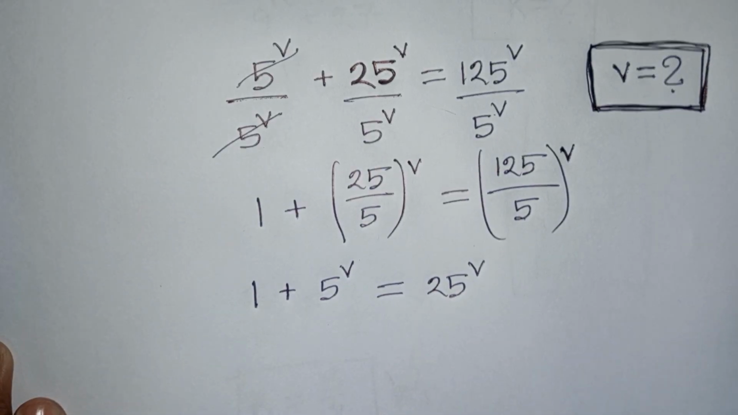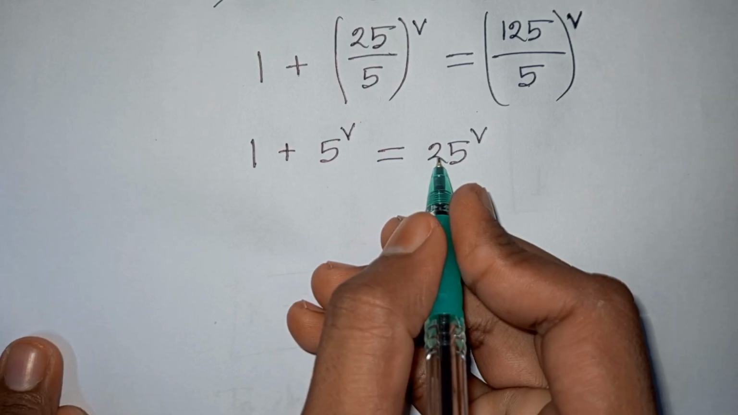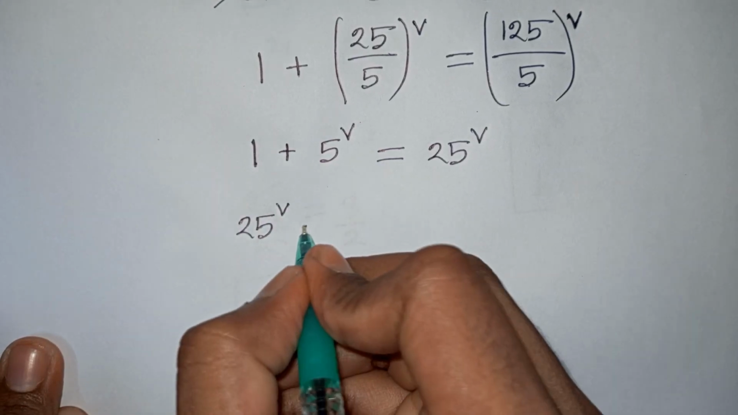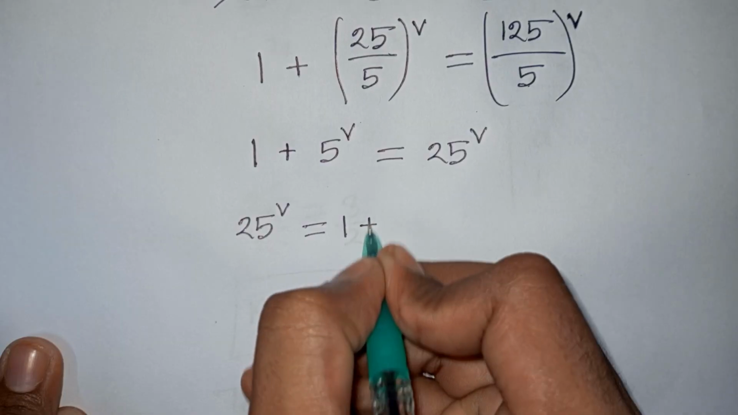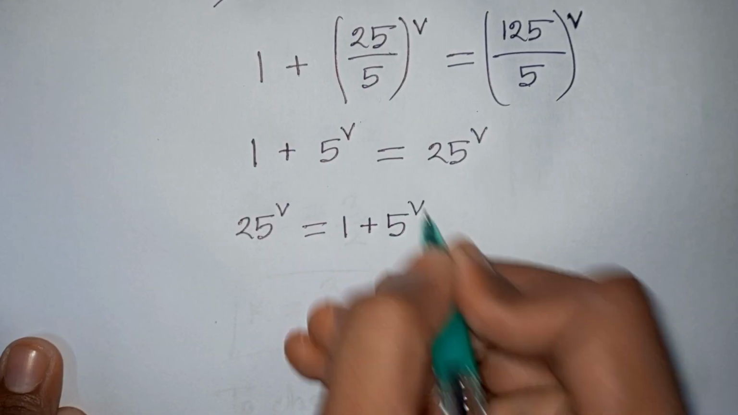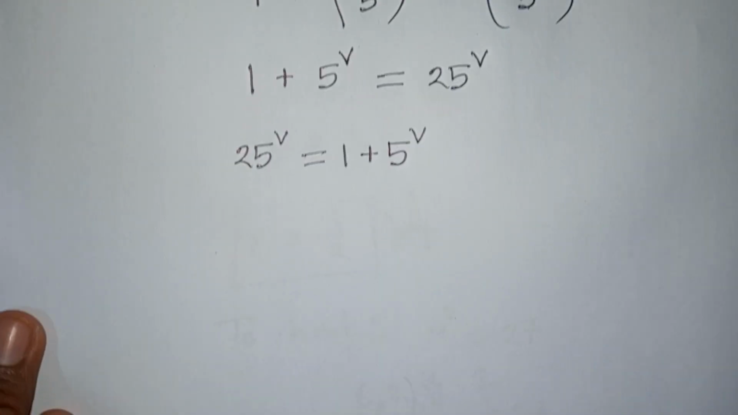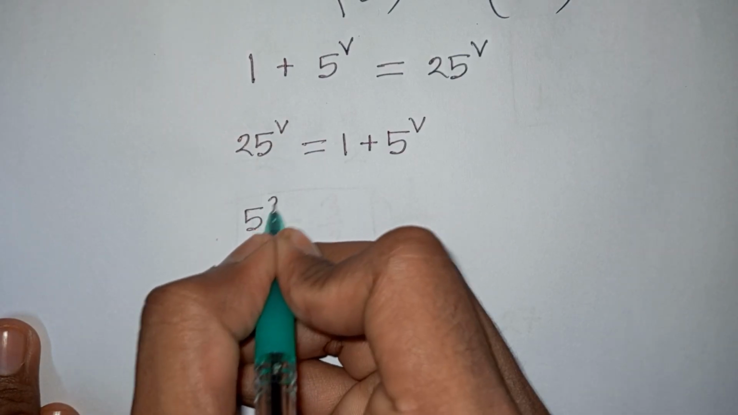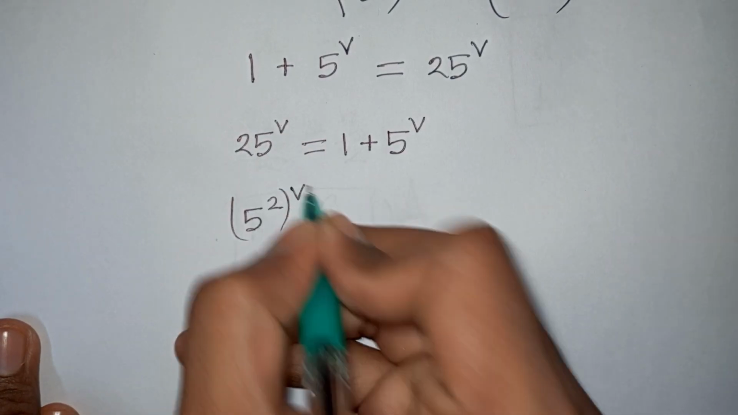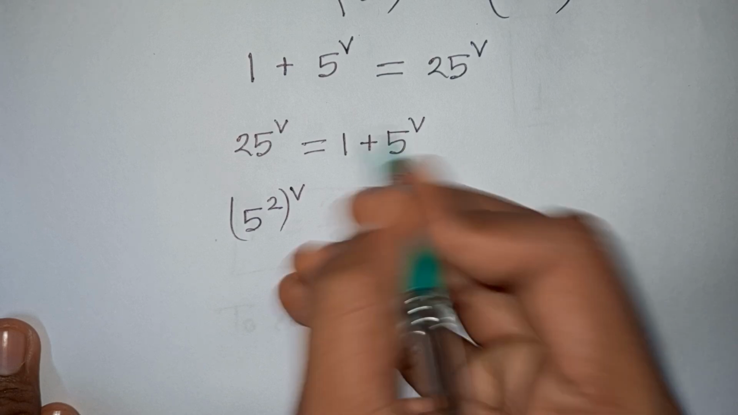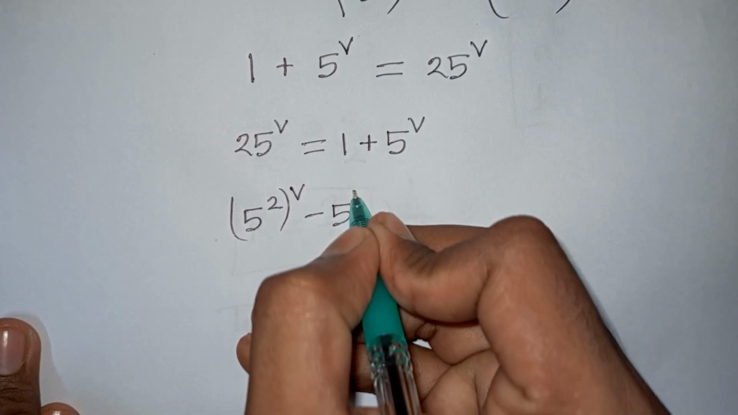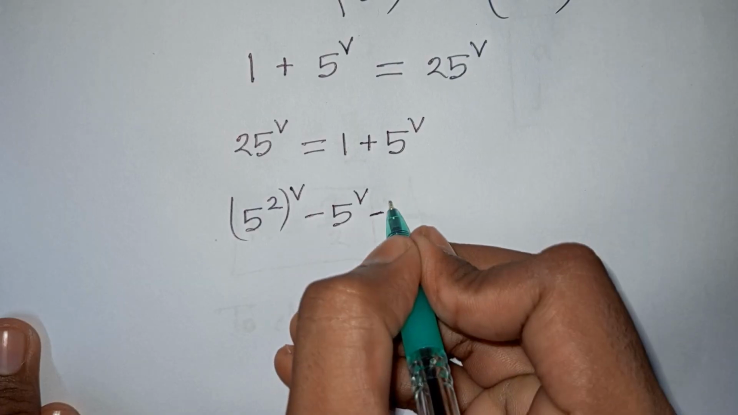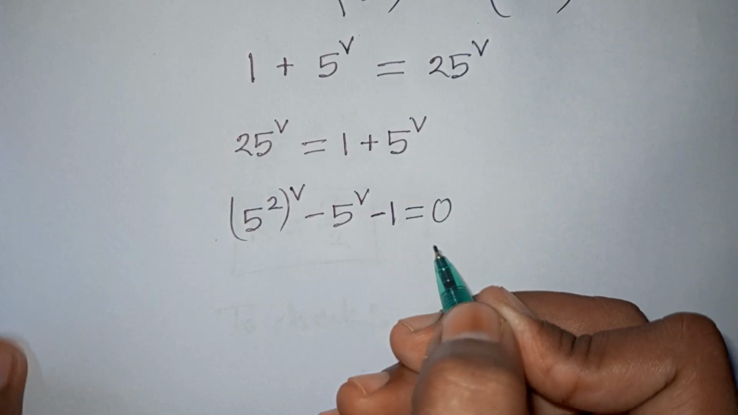In the next step, 25 power v is equal to 1 plus 5 power v. Now 25 power v is the same as 5 power 2, bracket power v. Then this plus 5 power v we take to the left side, so this will be minus 5 power v, and also this plus 1 we take to the left side, so this will be minus 1 is equal to 0.